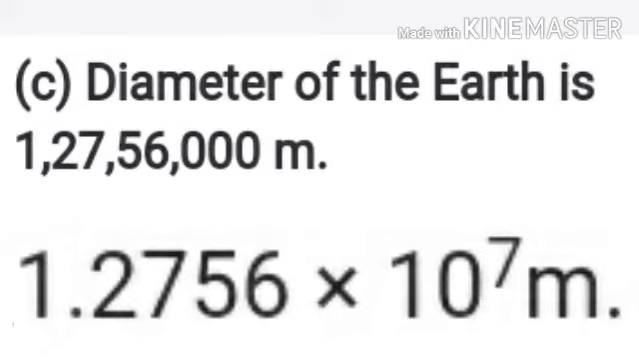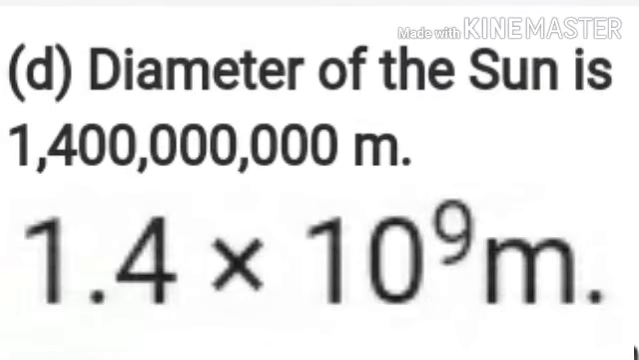C. Diameter of the earth is 1 crore 27 lakh 56,000 meter. We write it in standard form: 1.2756 into 10 to the power 7 meter. You know, we always put the decimal after one digit. So 1.2756, and we will shift the decimal from right to left by 7 digits. So 1.2756 into 10 to the power 7 meter.